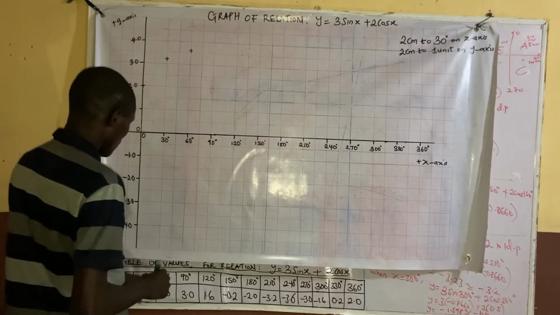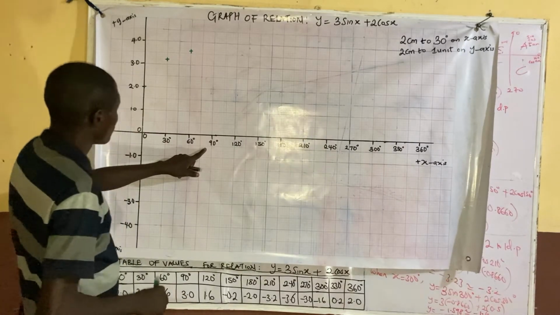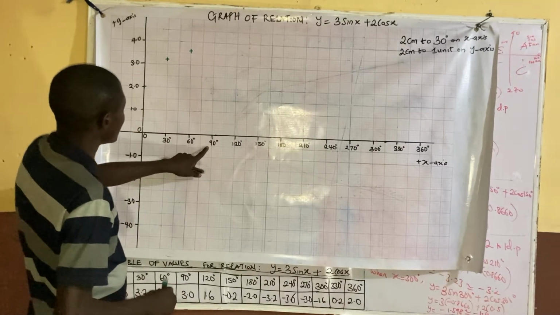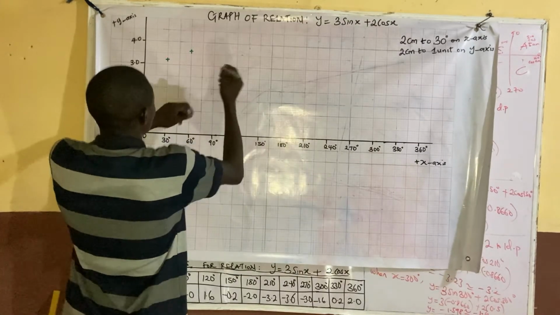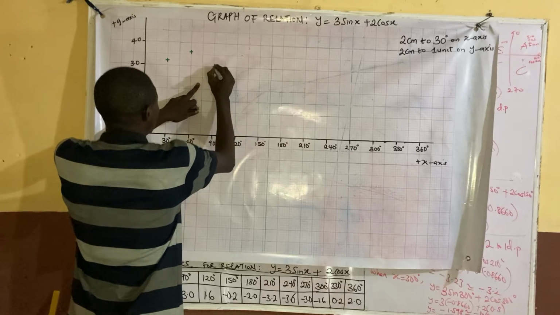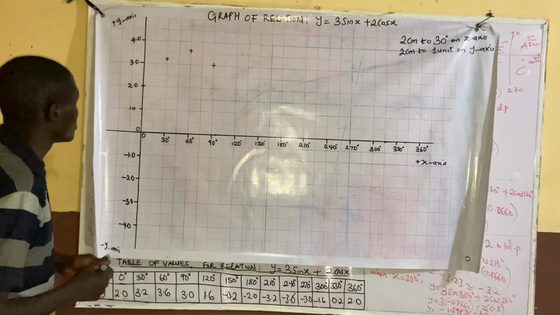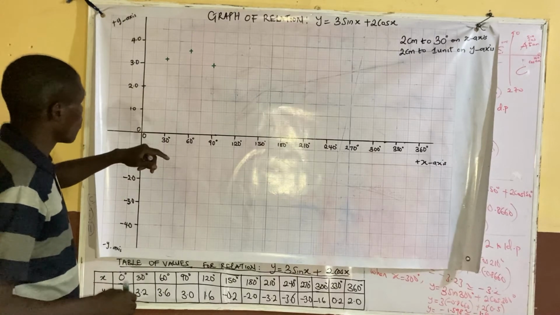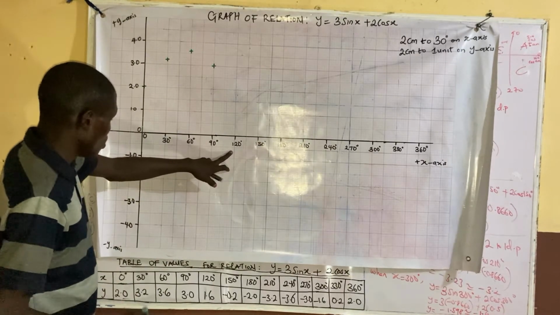3.6. Now 90 degrees against 3.0. We have it like this: 90 degrees against 3.0. So what else again?